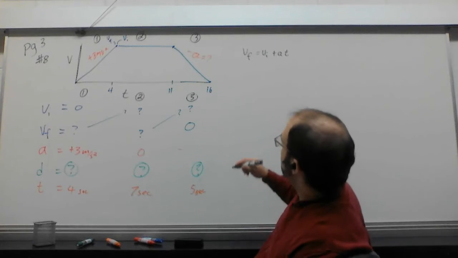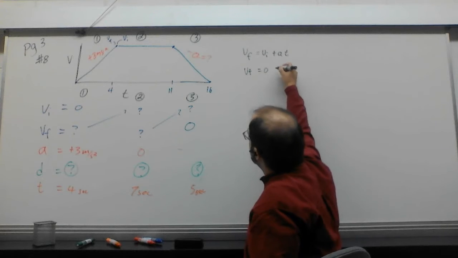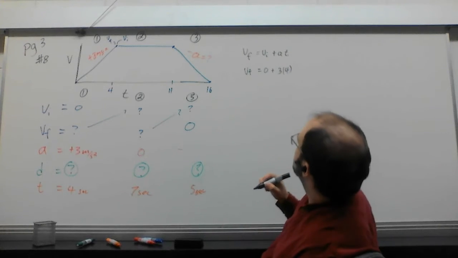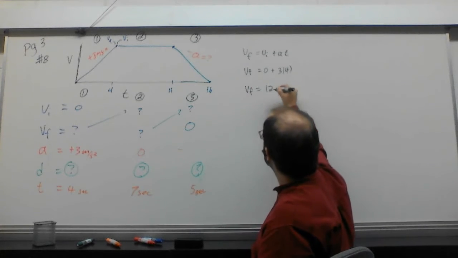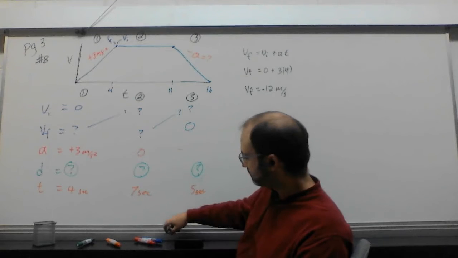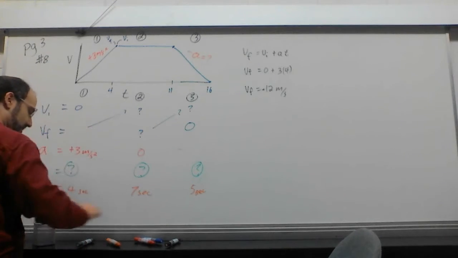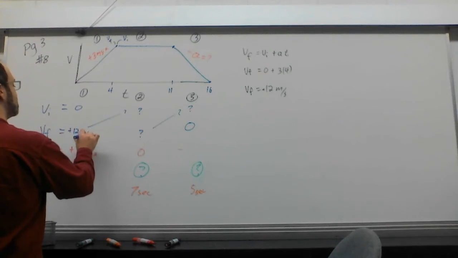So VF, I don't know what it is. That's what I'm looking for. VI, I know that. That's 0. Well, that's easy. 3 times 4. Oh, well. VF equals 12 meters per second. Positive. So now I get to come back in here, and I get to erase a section, and I get to put in plus 12 meters per second.